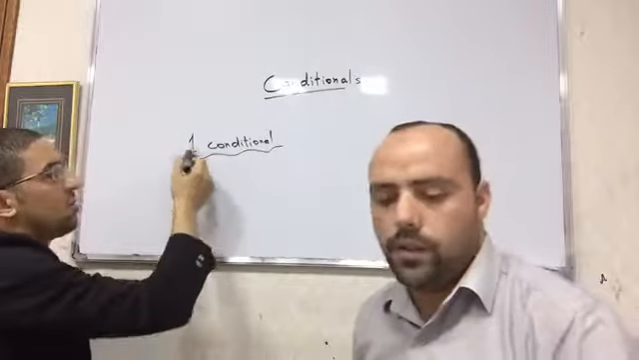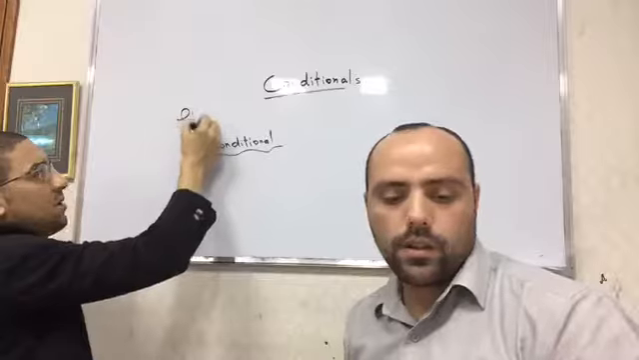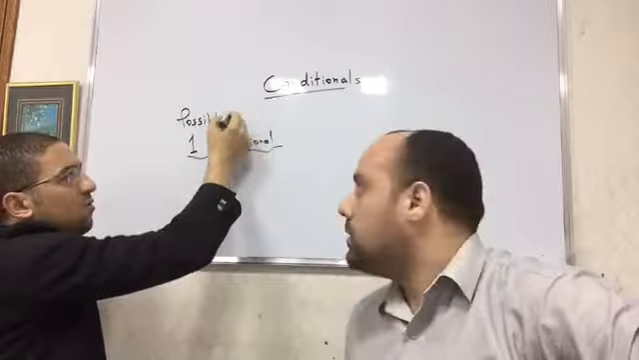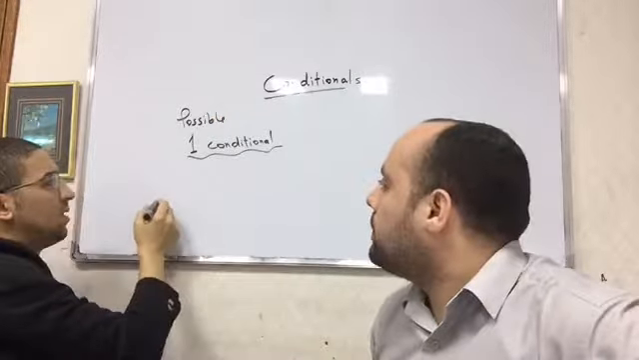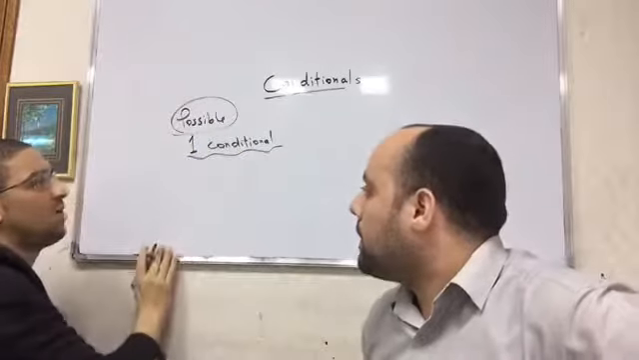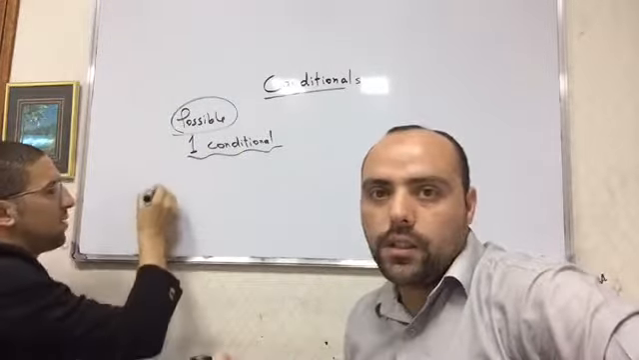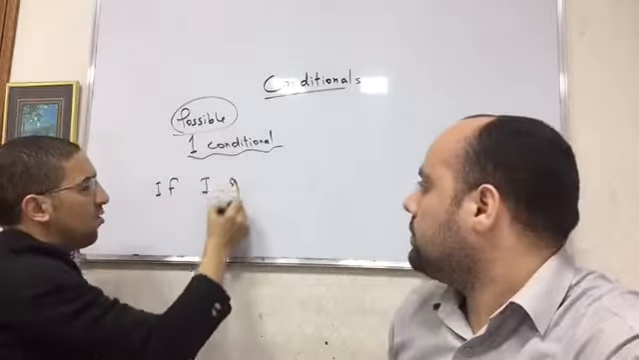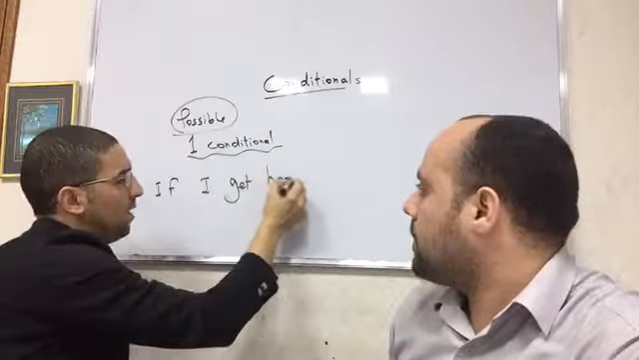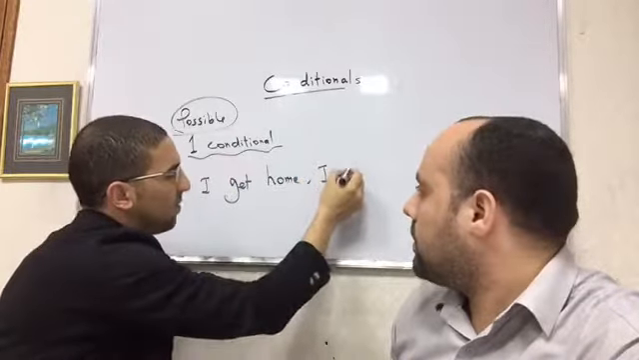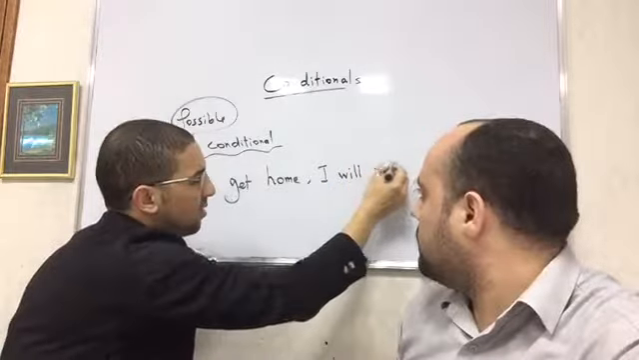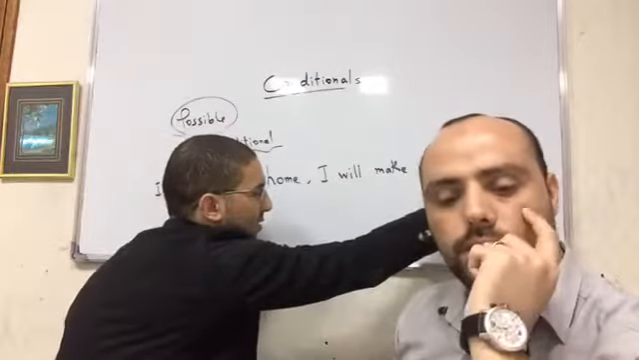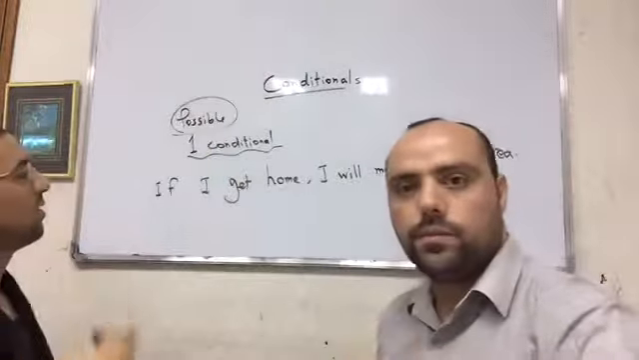This one is used to talk about something that is possible in the present or the future. And of course there is a degree to that possibility. So we use this one for things that are possible to happen. For example, if I get home, here we use will. I will make a cup of tea. This is conditional number one.